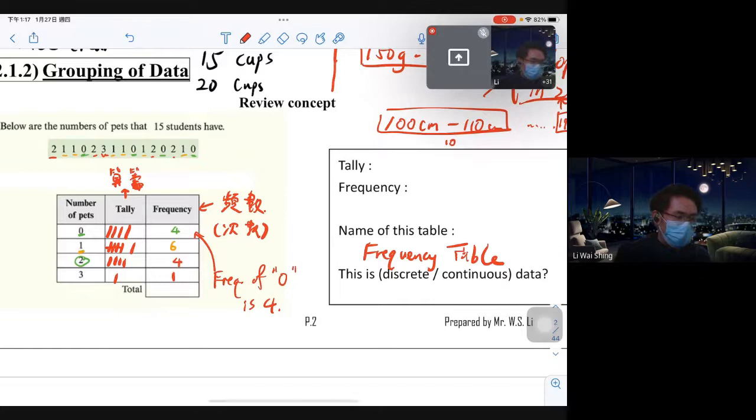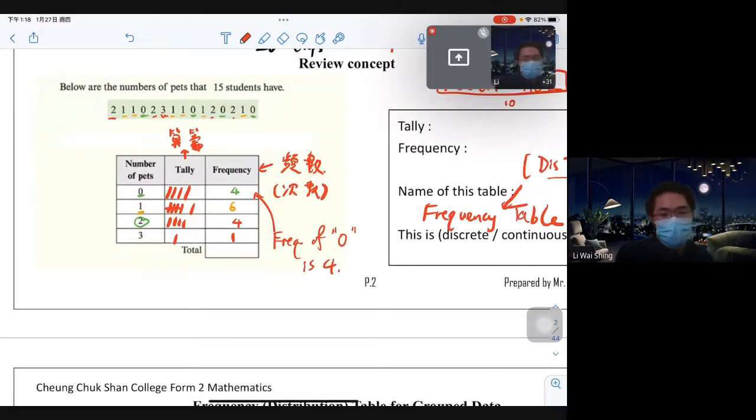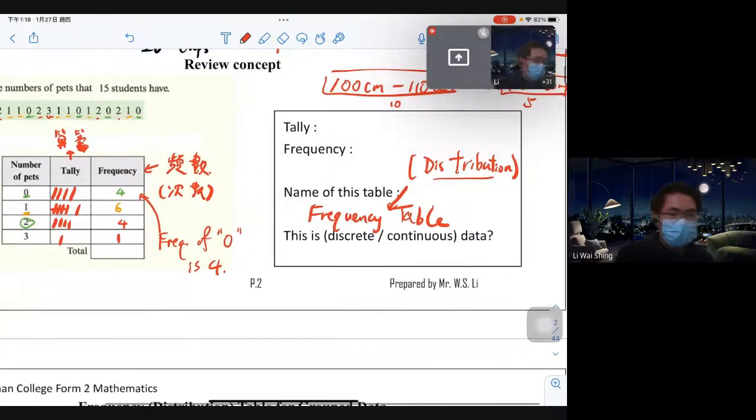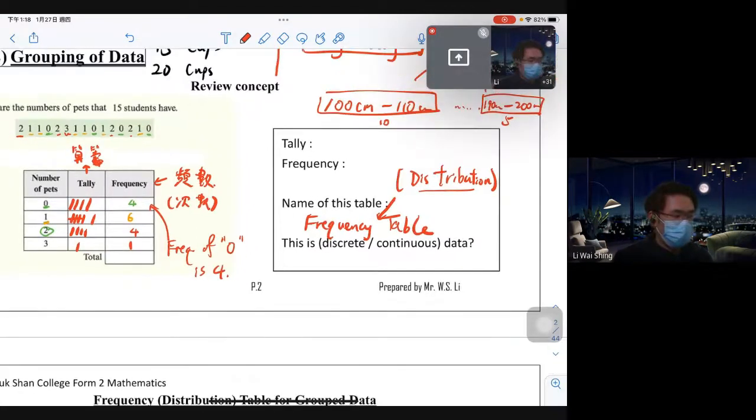Oh yes, distribution table. Some of you say it's called frequency distribution table. Very good. Some books will write frequency table, or some will say frequency distribution table. 頻數分佈表. So is this for discrete or continuous data? Discrete, continuous. This table is for discrete or continuous? Number of paths.